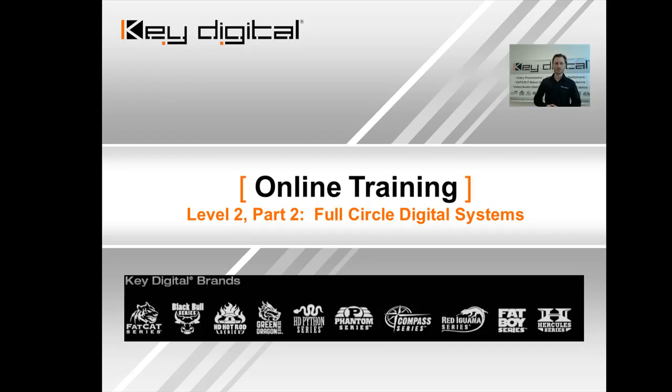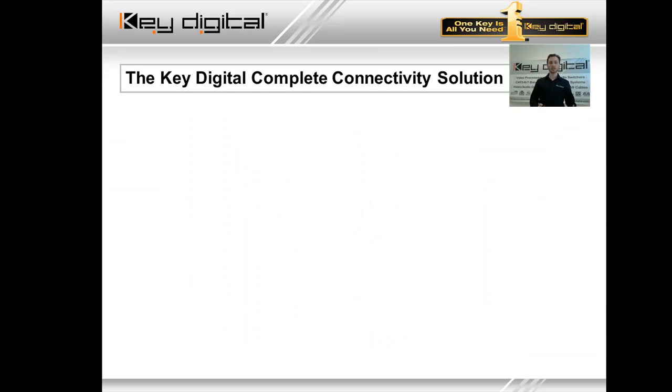All right, everybody, let's settle in and begin Level 2, Part 2, where we're going to be discussing full circle digital systems, with the hub of that system, of course, being a matrix switcher of the digital variety, namely HDMI connectivity. So let's review once again how to build the complete connectivity solution, the different pieces of the puzzle that are going to work together in harmony to deliver that full circle system.